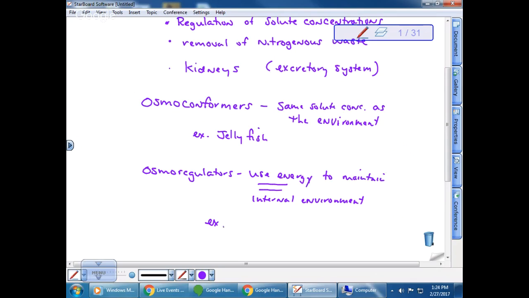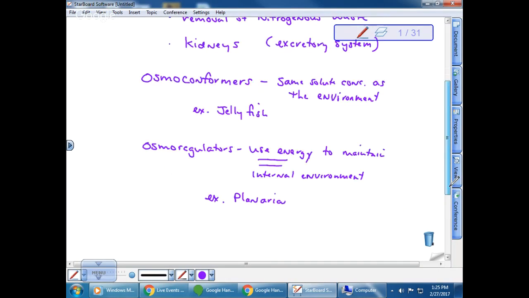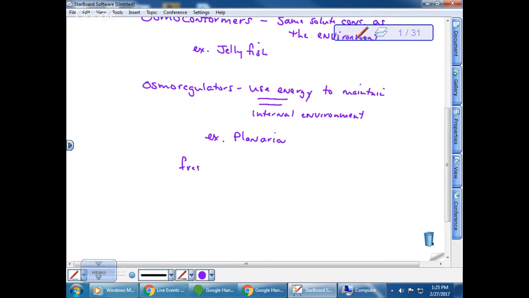An example would be the planaria. The planaria that we looked at in lab were actually freshwater organisms. And so they would gain water from their environment, and they have to get rid of the excess water so that they can maintain their internal solute concentrations. So planaria, for example, are freshwater. They can be marine too, and then they have the opposite problem.